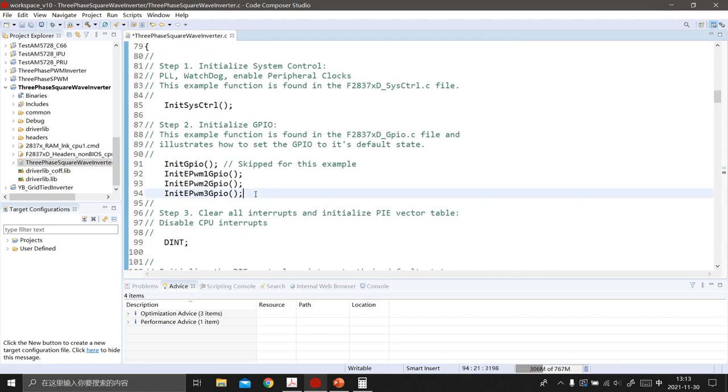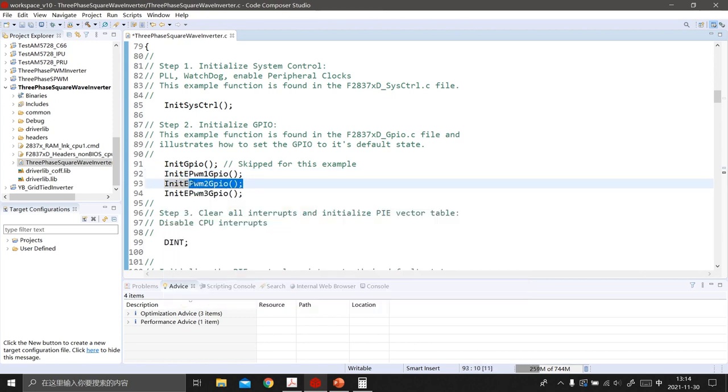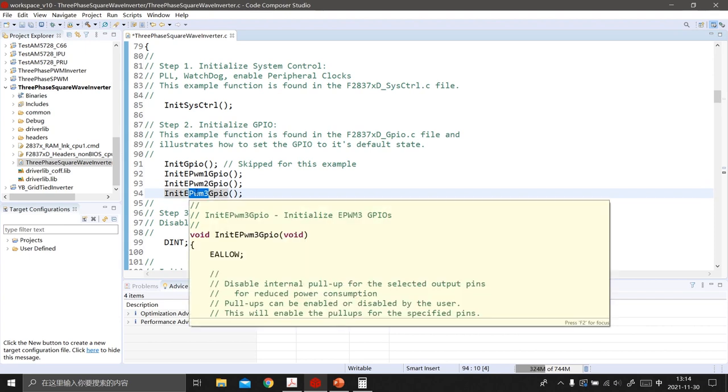Each PWM module includes 2 PWM channels. So for three-phase inverters, we need to initialize 3 PWM modules. So there will be 6 PWM channels. So here the EPWM1 module is used to drive the half bridge of phase A, the EPWM2 module is used to drive the half bridge of phase B, and the EPWM3 for phase C.